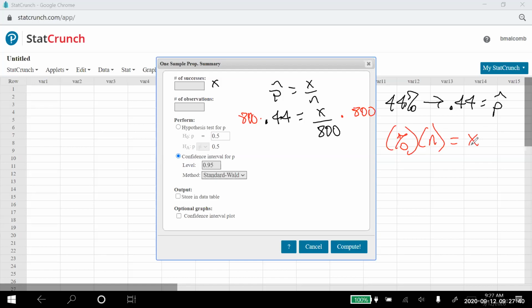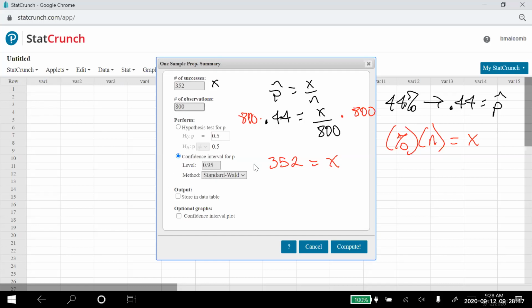We grab my calculator and we just type in 800 times 0.44. It's 352. This does come out exactly as 352, so I don't have any rounding here, but we'd just round it to the nearest whole number. That's what I'm going to put in for my number of successes. So number of successes, 352. Again, that was 44% of the sample size of 800. Number of observations, that was the 800. And that's all we do.